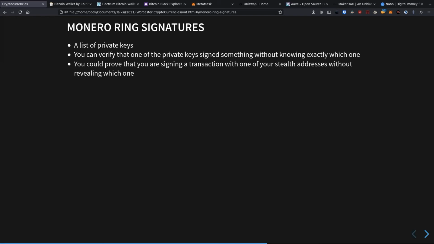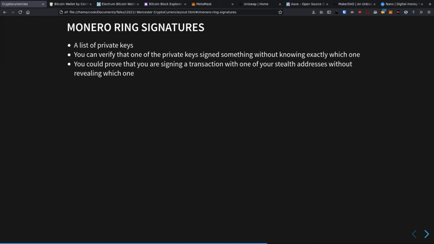So that's used in Monero by signing a transaction with a stealth address. So I could sign a transaction with a stealth address, but you wouldn't actually know that it was me who signed it, because it could be that there were 50 other private keys owned by different people, and you're unable to prove that it was my private key that signed it.